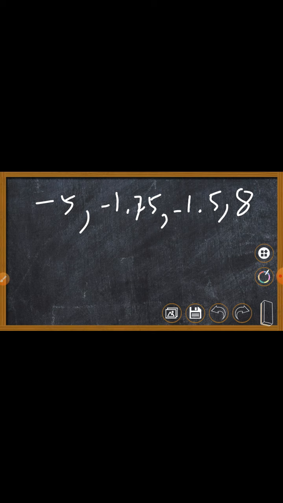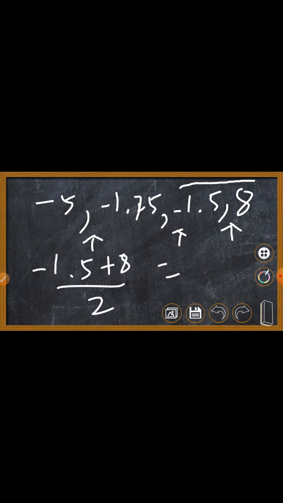Okay, now let's insert a third one. You can choose to insert it anywhere. You can choose to insert it over here, you can choose to insert it over here, you can choose to insert it over here. Yes, anywhere. Let me choose these two. Yes, let me insert a rational number by doing 1.5 plus 8 by 2. Yes, so what is 1.5 plus 8?